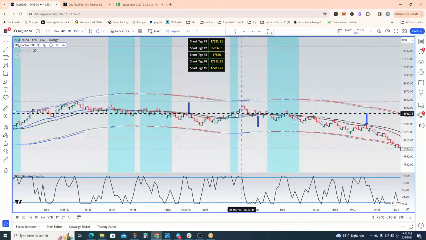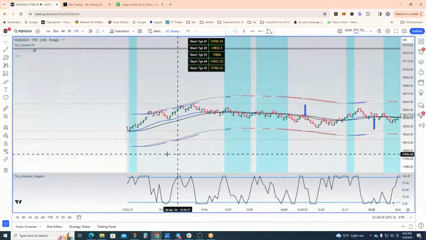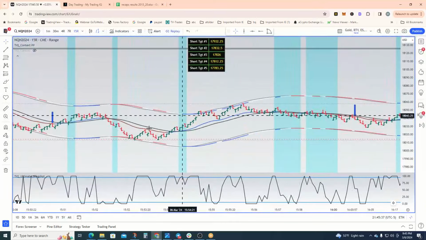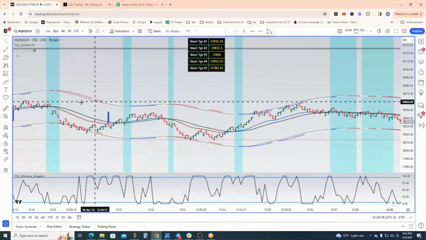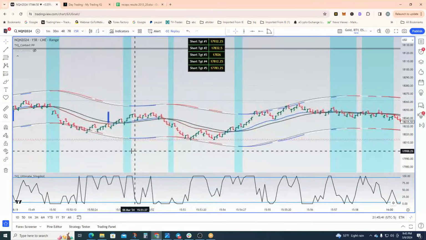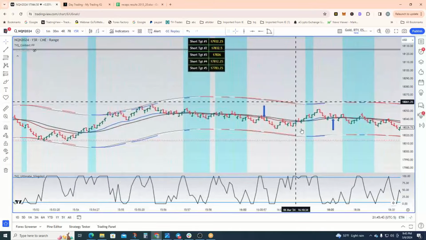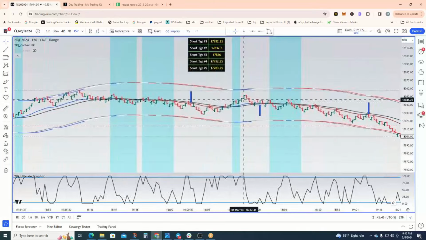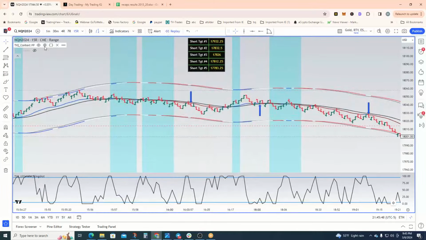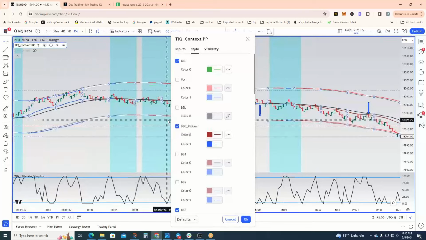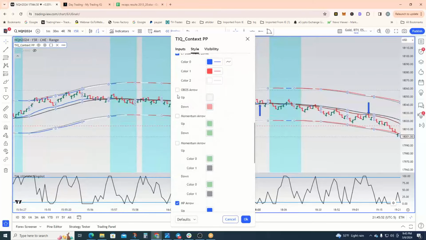Usually whenever there's a change in direction, well, definitely whenever there's a change in direction, you're going to get an outer band flatten and a no trade zone like that. So you can expect to see that. Now, there are other things in here we call the OBOS arrows, the overbought and oversold arrows.